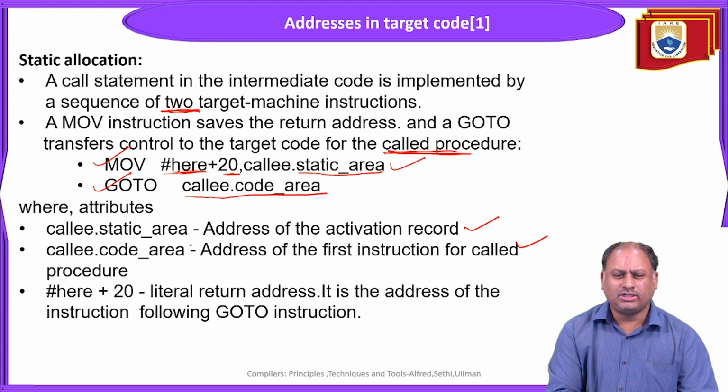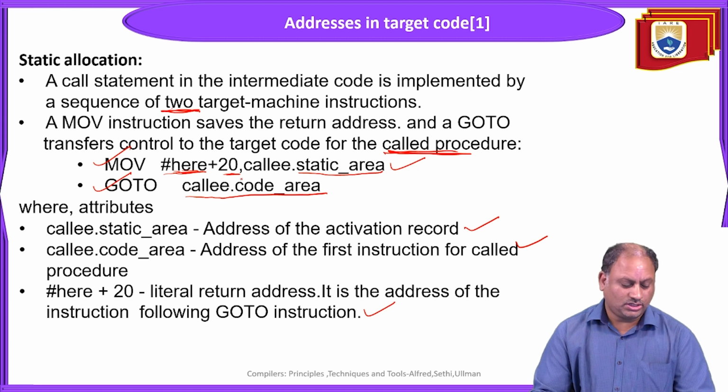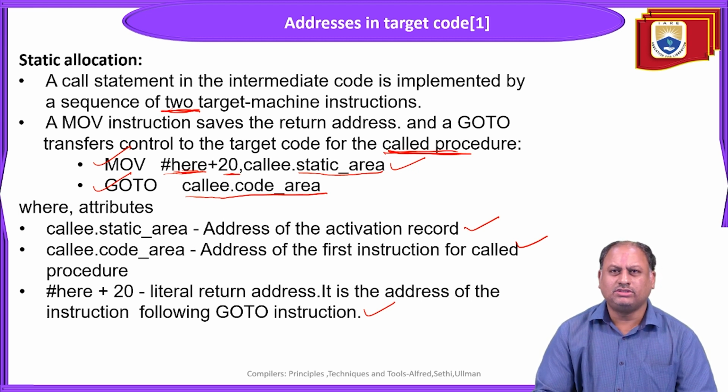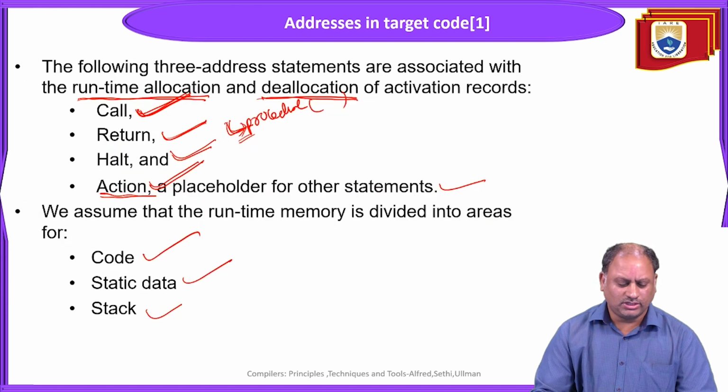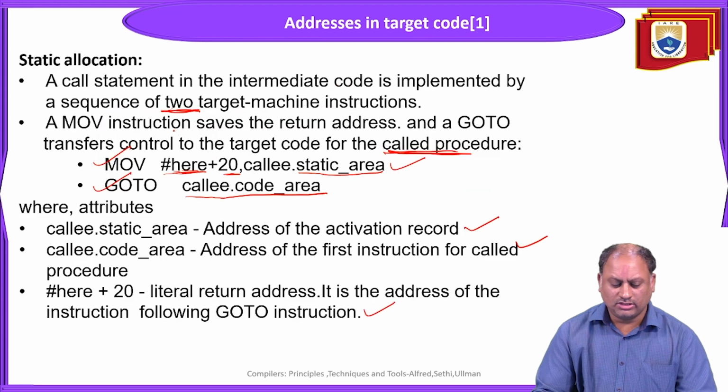Inside the procedure we have a list of several statements. Out of that, the first statement instruction is to be available, and here this return address is to be available. It is the address of the instruction following the go to instruction, where the return address is to be available. So that address is to be returned. The return address is available with callee, that is here plus 20, callee dot static underscore area. This is the address of the instruction following the go to instruction. And the second one is return. So here: call statement, return, halt.